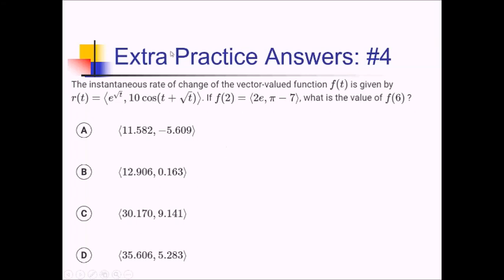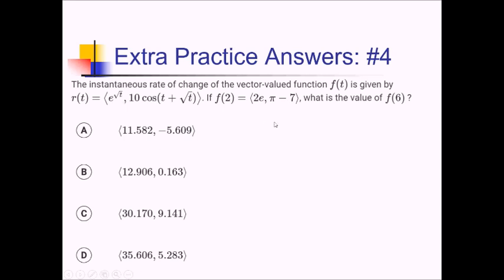For this one, the instantaneous rate of change of a vector-valued function f of t is given as this r of t function. So this is basically f prime of t. And they're telling us f of 2 is 2e comma pi minus 7, which is kind of weird, but these are just coordinates basically. We want the value of f of 6. So to get this, I'm going to have to use the fundamental theorem. Basically do initial value plus an integral of the rate of change over some interval.